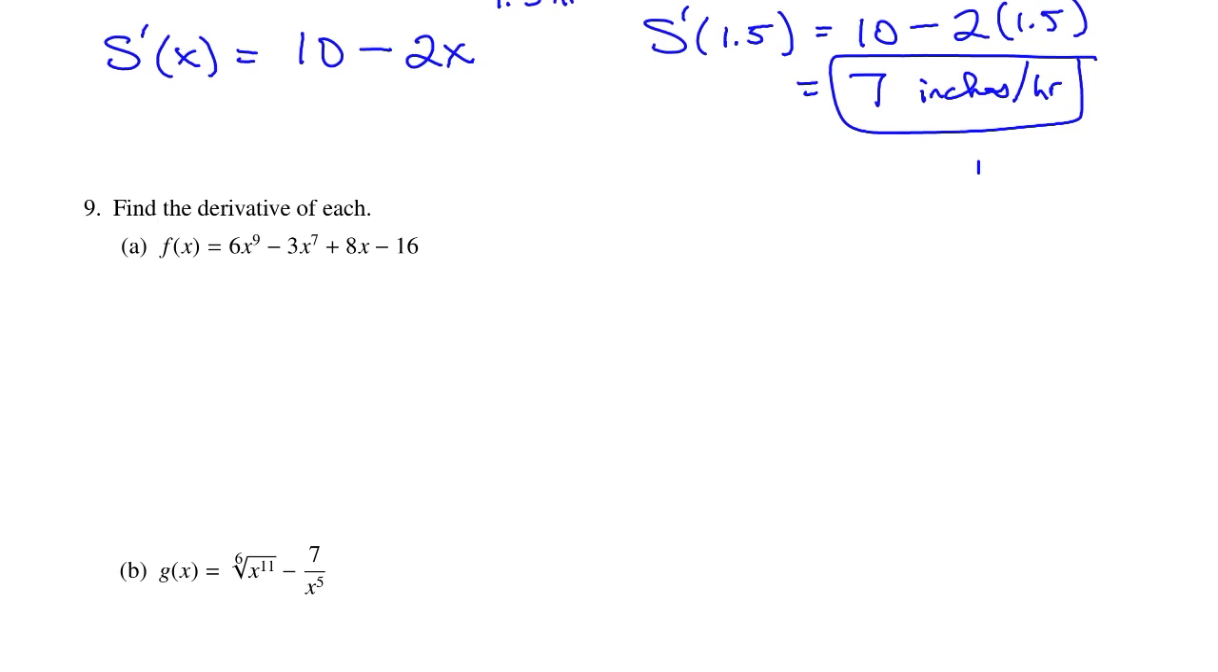Question 9, find each derivative. So f prime of x is equal to 54x to the 8th minus 21x to the 6th plus 8.